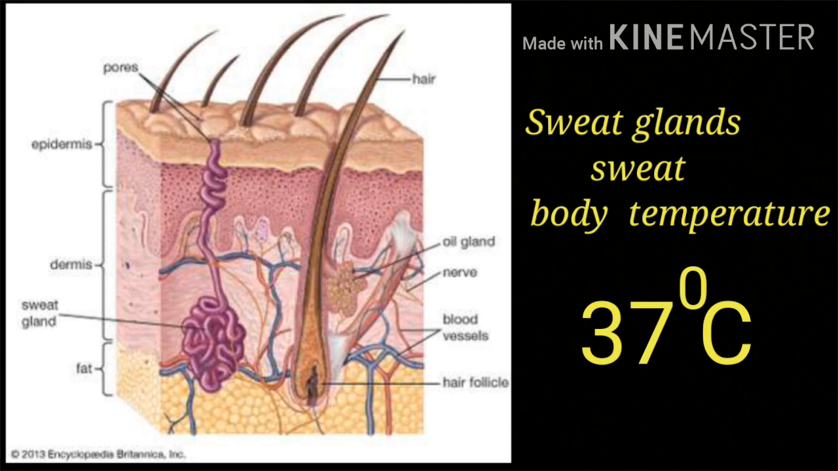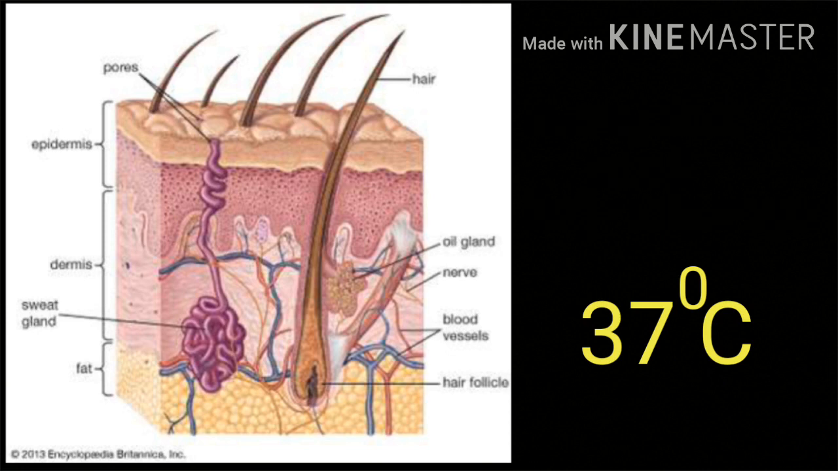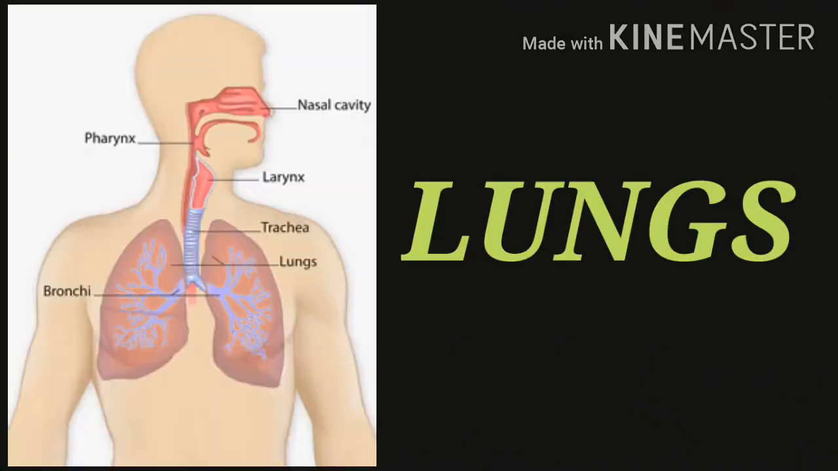When does the sweat gland secrete? The human body functions normally at a temperature of 37 degrees Celsius. When it gets hot, sweat glands start secreting sweat. What is our normal body temperature? 37 degrees Celsius. Lungs eliminate carbon dioxide and water vapor.